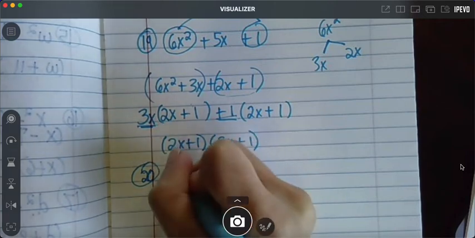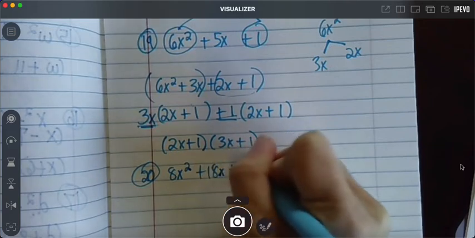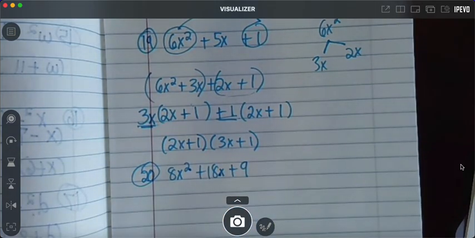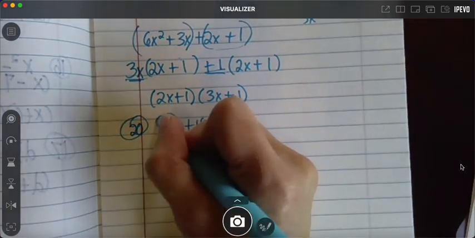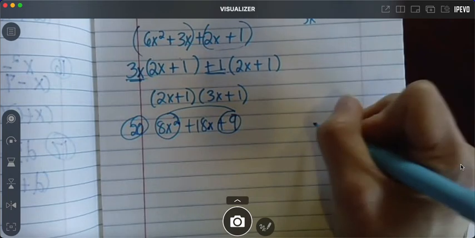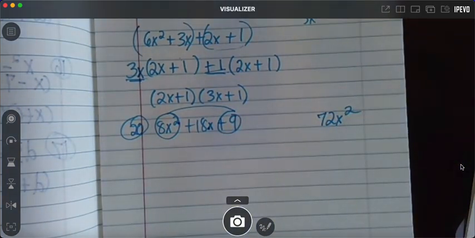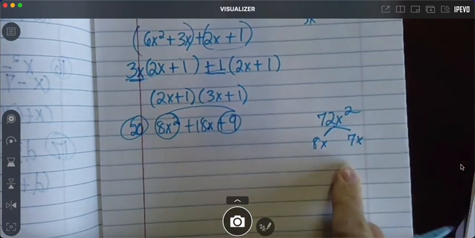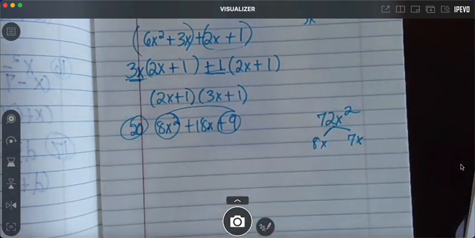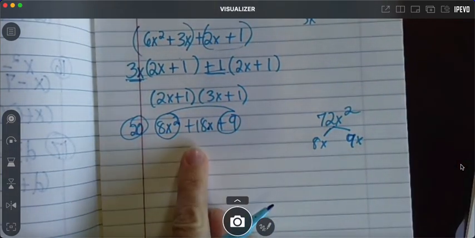Number 20. 8x squared plus 18x plus 9. So granny glasses again because there's a number out front. So what's 8x squared times 9? 72x squared. And what times what is 72? 8 and 7. Well, yeah, so there's 8 and 7, but do those add up to 18? Close, but not quite. I meant 8 and 9. Sorry, 8 and 9. But do those add up to 18?